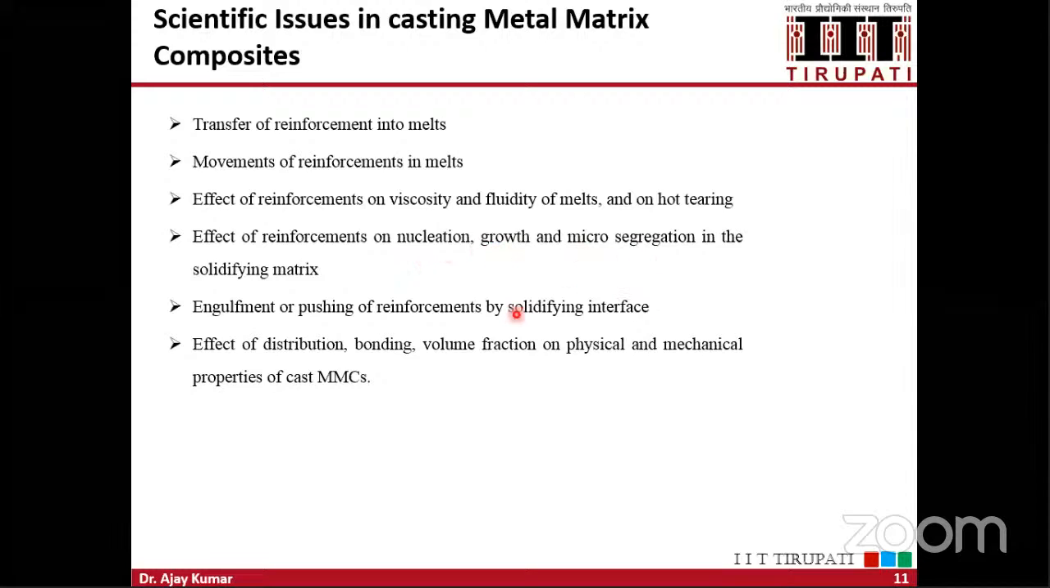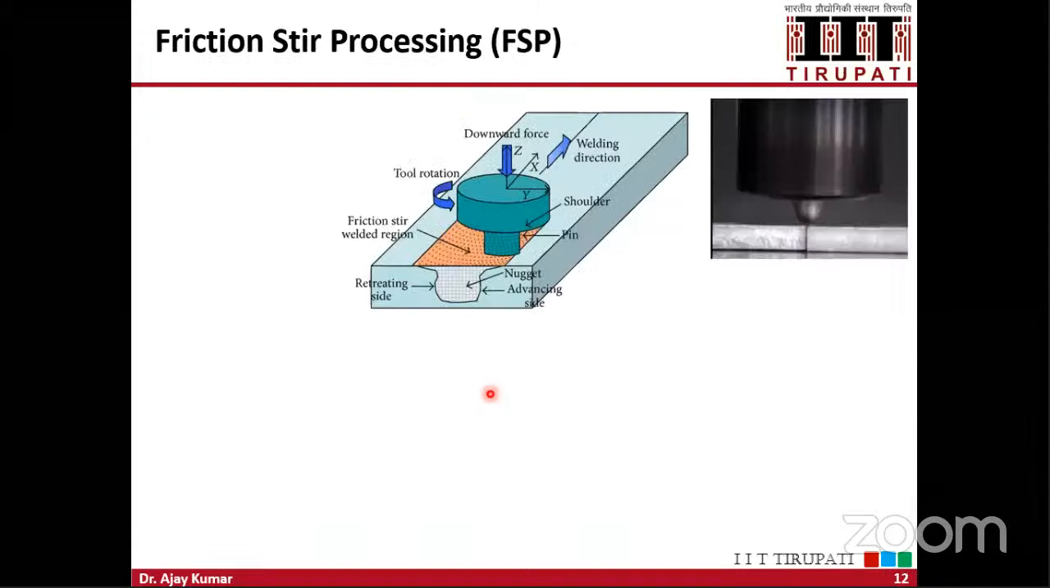And then we have the effect of distribution, bonding, and volume fraction on physical and mechanical properties of the cast MMCs. So these are the issues when you use the liquid route or any casting process to make the composite materials. So here I will be talking about friction stir processing. This is the schematic of the friction stir processing technique.